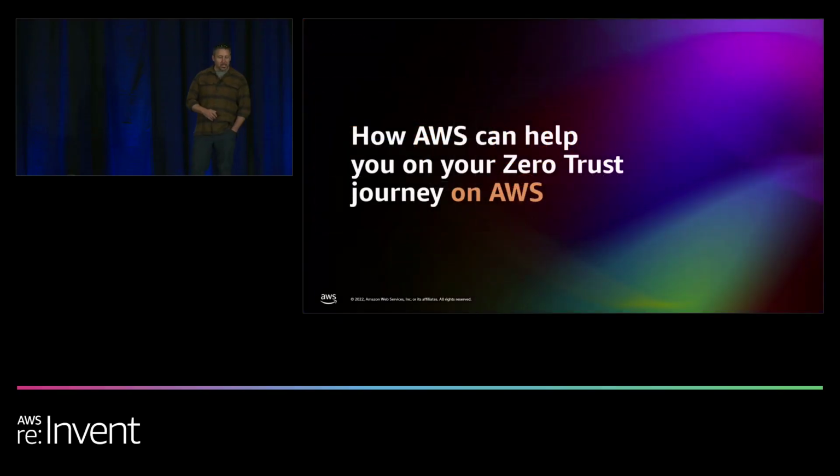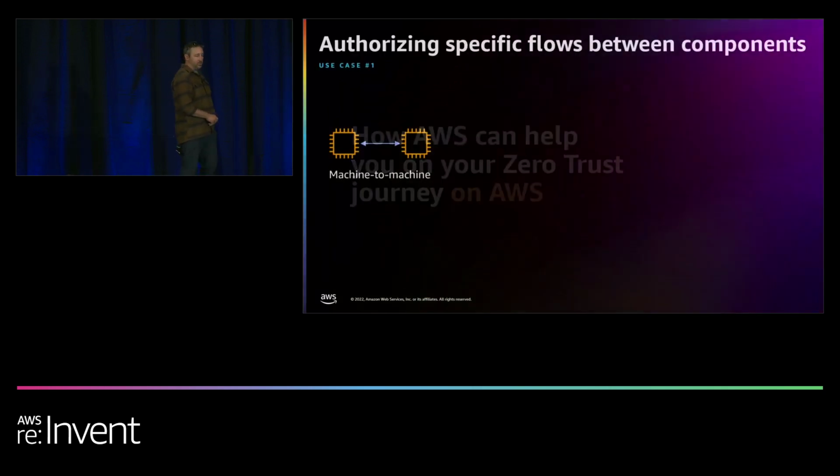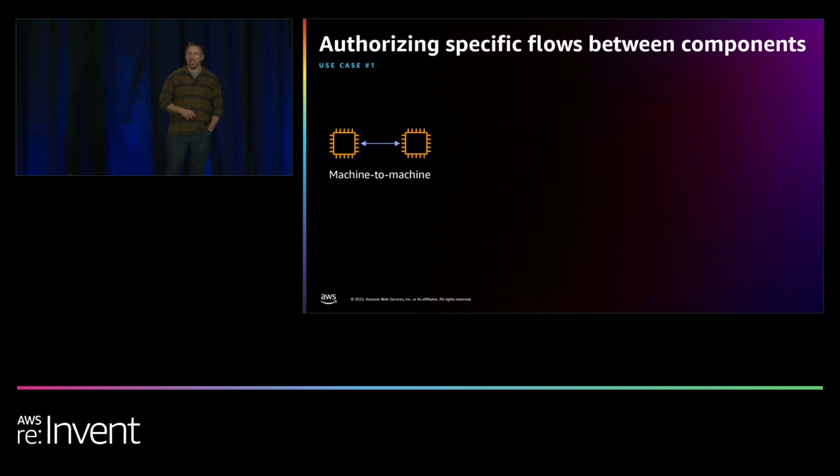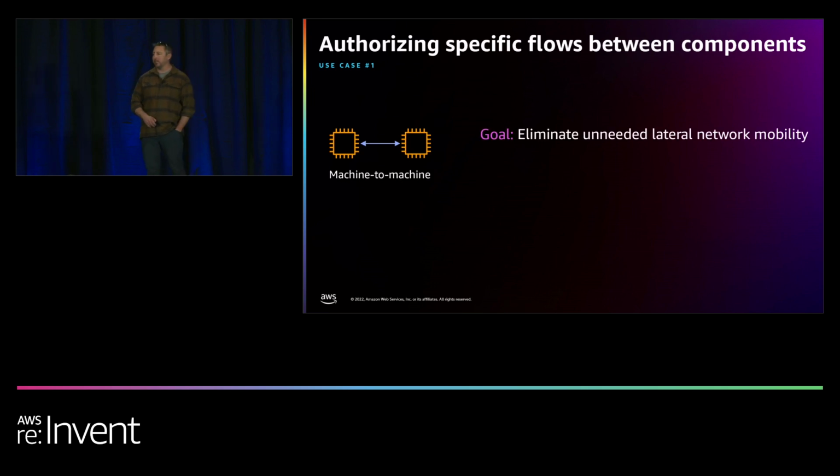Okay, so now let's flip into Act 3, right? Where we're really going to start getting towards building some stuff. And now we're going to talk about how AWS can help you on your journey to building Zero Trust, right? And like I said, we're going to do this with the backdrop of 3 specific use cases. The first is going to be machine to machine, right?